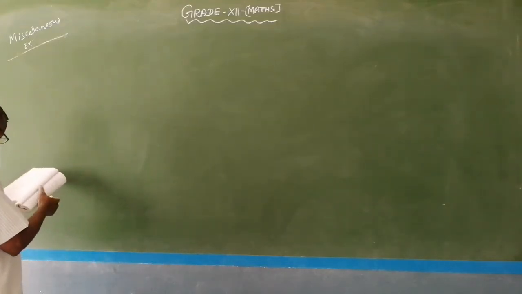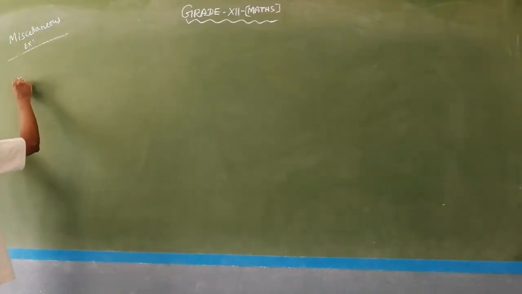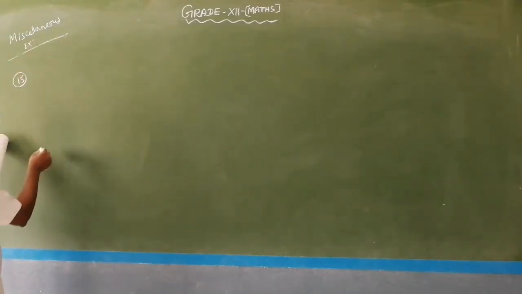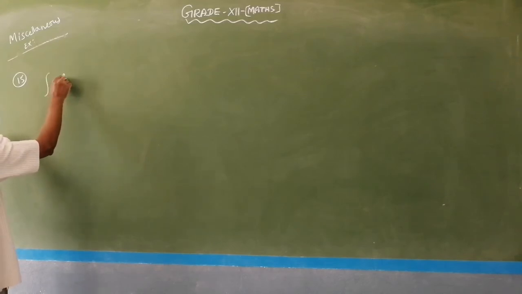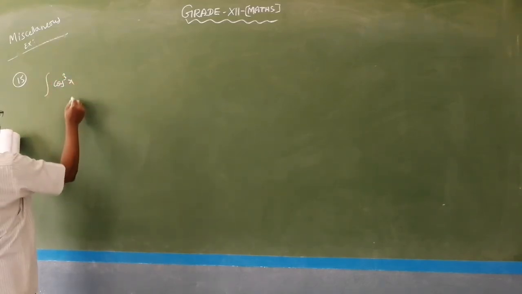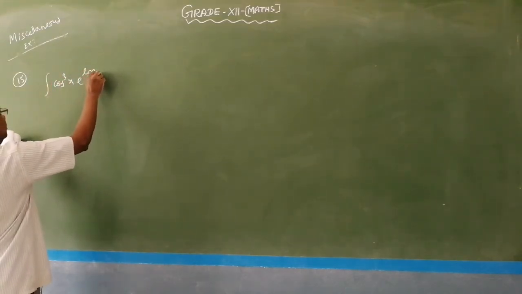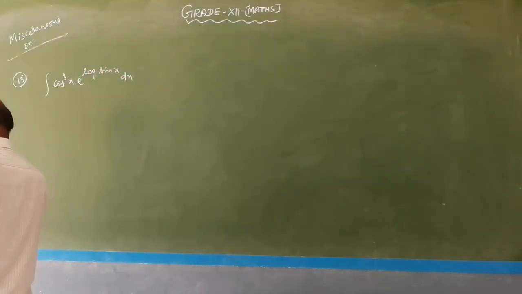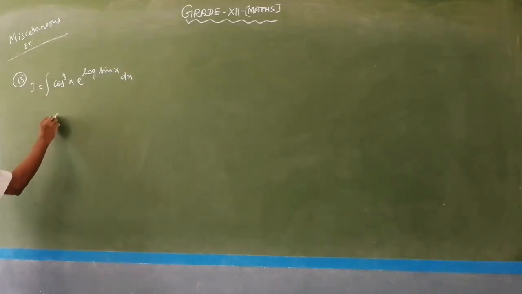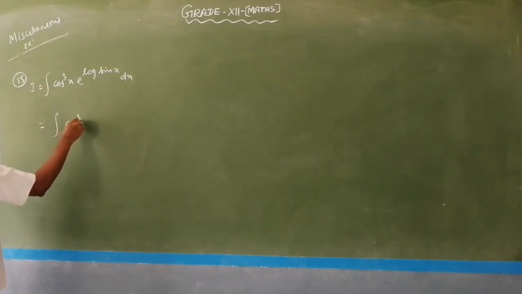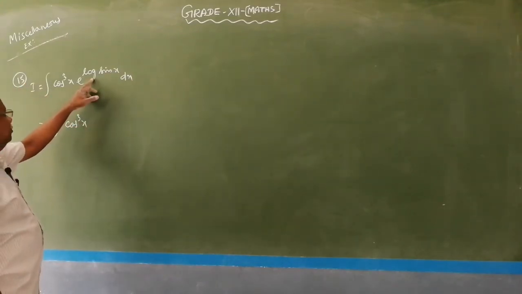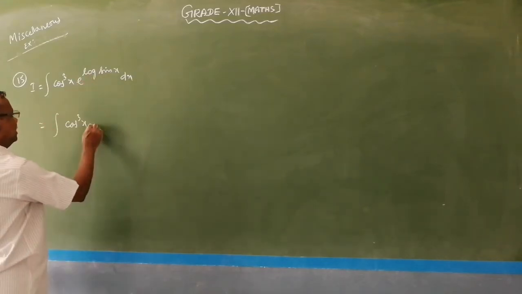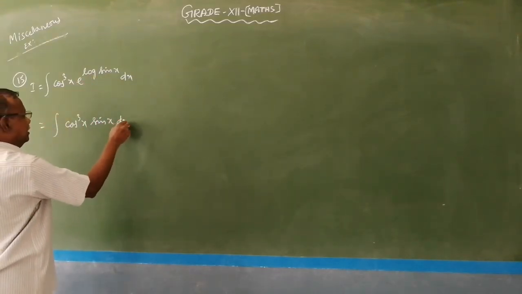14 completed. 15. Question number 15. Integral cos cube x e power log sin x into dx. I already told you, consider this is I equal to cos cube x and e log will be neutralized and it will be sin x into dx.